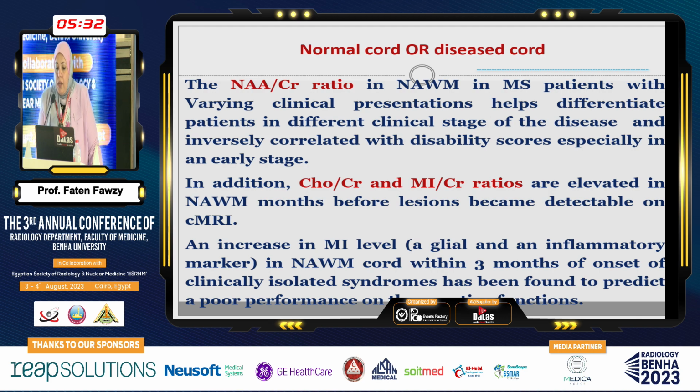In addition, choline/creatine and myoinositol/creatine ratios are elevated in the normally appearing cord before lesions become detectable on conventional MRI. An increase in myoinositol level in the normal cord within 3 months of onset of clinically isolated syndromes has been found to predict poor performance.